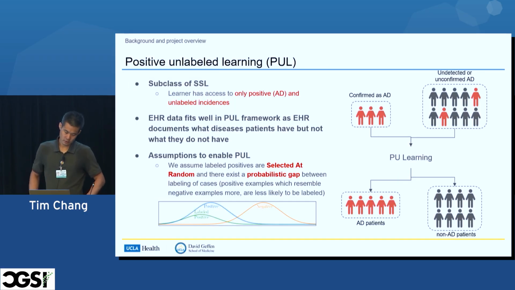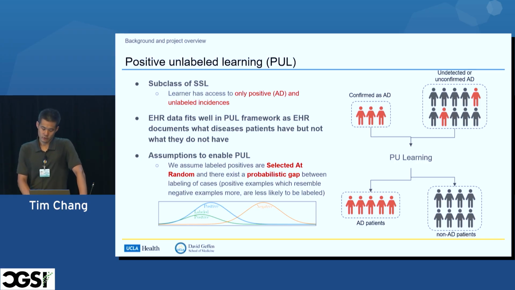So we were trying to use this positive unlabeled learning framework, which is a subclass of semi-supervised learning. The idea here is that the learner initially only has access to the labeled positive cases. This works pretty well in the EHR framework, because when we diagnose patients, we give them an ICD code diagnosis, but we don't declare that someone doesn't have certain diseases. So there may be undetected or unconfirmed Alzheimer's disease, because those people just have not been diagnosed yet. We don't enter negative ICD codes.